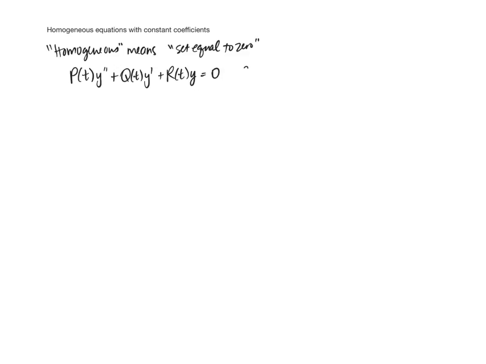So this is a second order differential equation because the highest derivative that you see is a second derivative. It's a linear differential equation because it kind of looks like a polynomial sort of with derivatives of y and then these kind of coefficient functions of t in front. And this is homogeneous because it's set equal to 0.